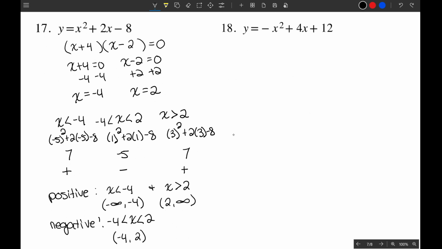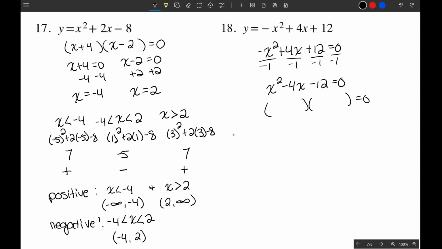All right, and last one of these. I see that I have a negative out front, so I can't immediately start factoring. I'm going to first set it equal to 0. And since I have an equation now, I can divide everything by that -1. That gives me a positive x squared, a -4x, a -12, and 0. Now I can factor positive and negative.